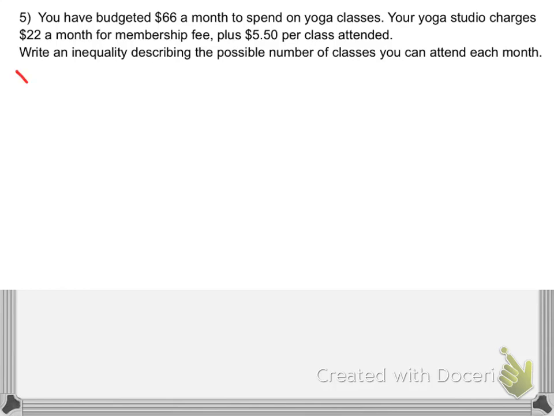So again, I'm stressing that we need to define our variable. So we're writing an inequality for the possible number of classes you can attend. So that's what we don't know. That's what our variable must be. So the number of classes.